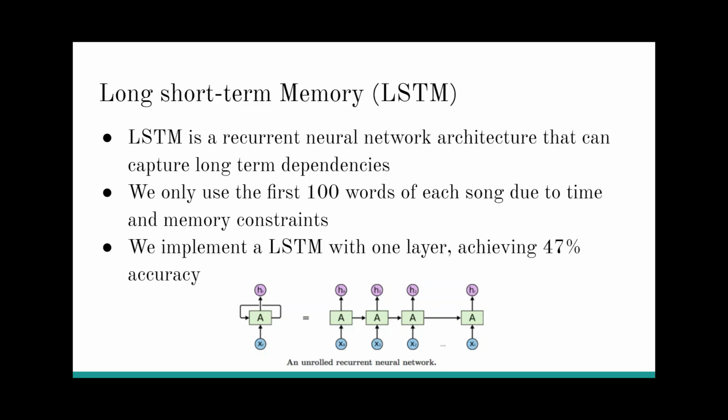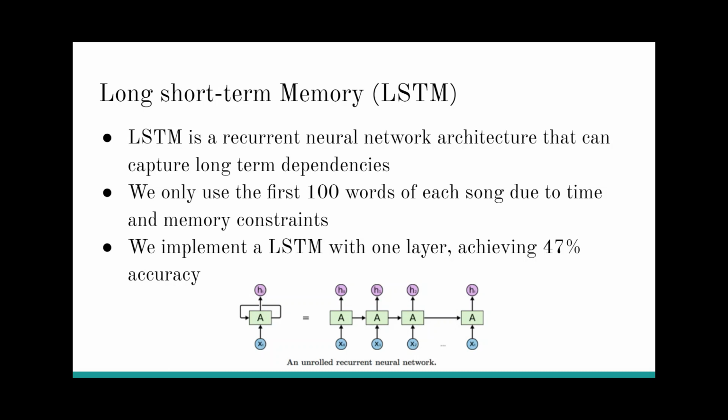So our goal was to implement an LSTM on top of this. An LSTM is a recurrent neural network architecture that can capture long-term dependencies, where sometimes a normal recurrent neural network would not capture this. But because, as we mentioned in the previous slide, the dimension of the data was so big for each song, it's 8,000 by 300, we only actually used the first 100 words of each song. And this helped make our neural network a lot less complex and take a lot less time to train.